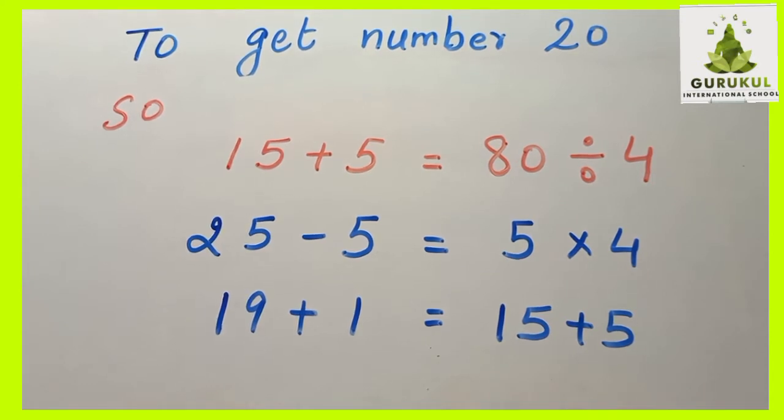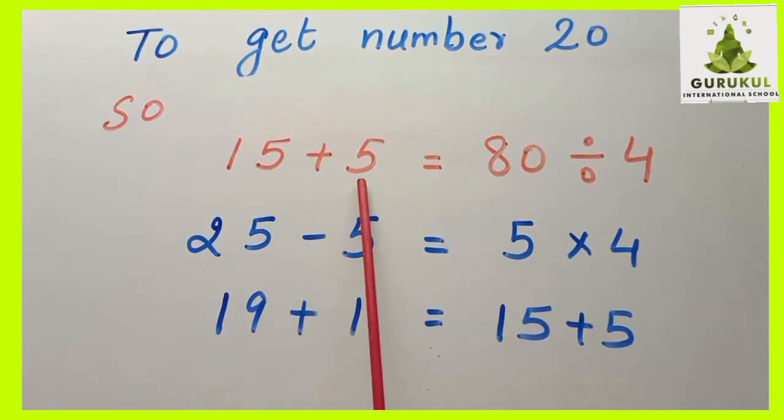So I can write the previous equations this way because the RHS are same everywhere. The LHS are also equal. In the previous part we have seen that each equation leads to 15 plus 5 equals 20, and 80 divided by 4 is also 20. So as the RHS are same for this, I can write the LHS are also equal.